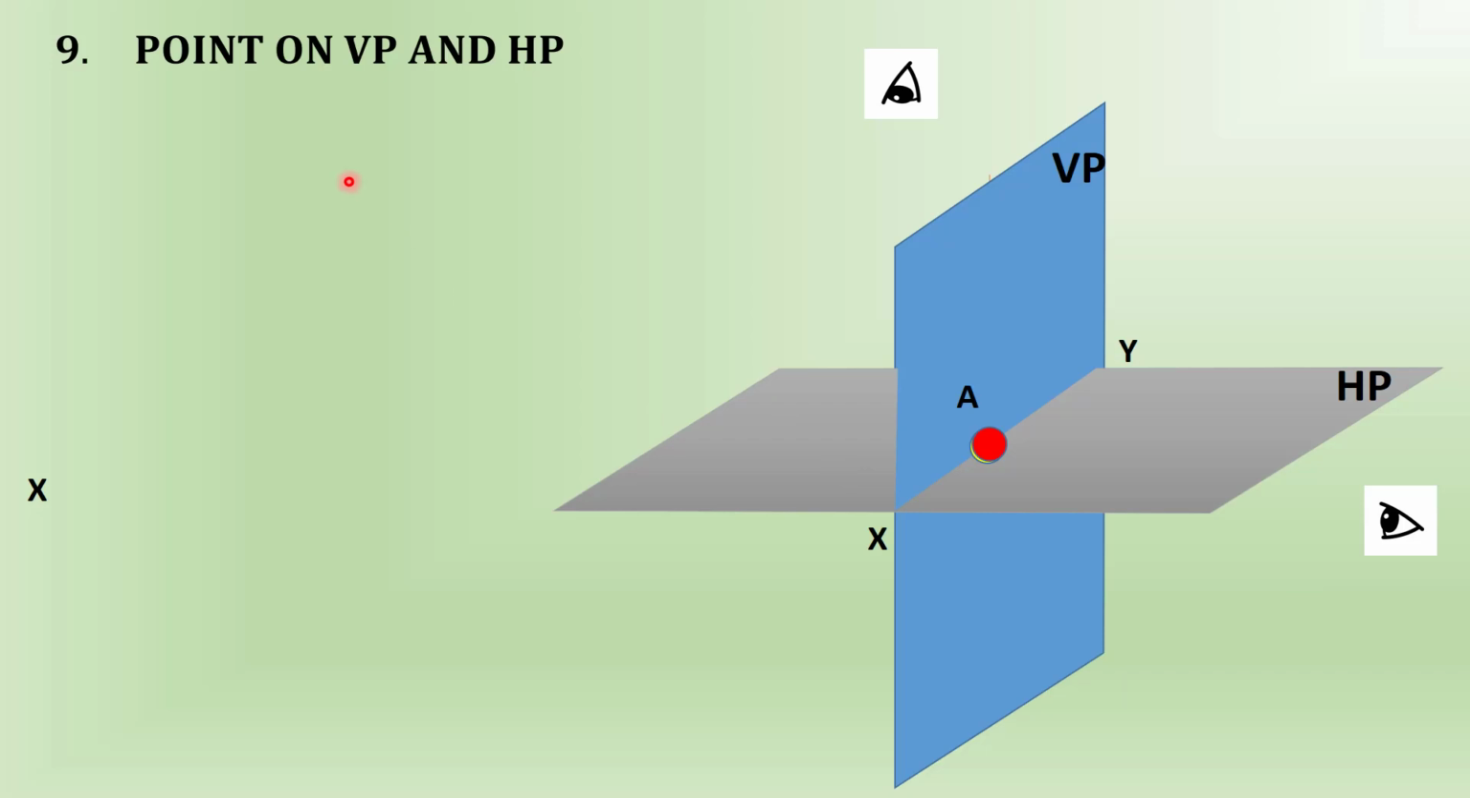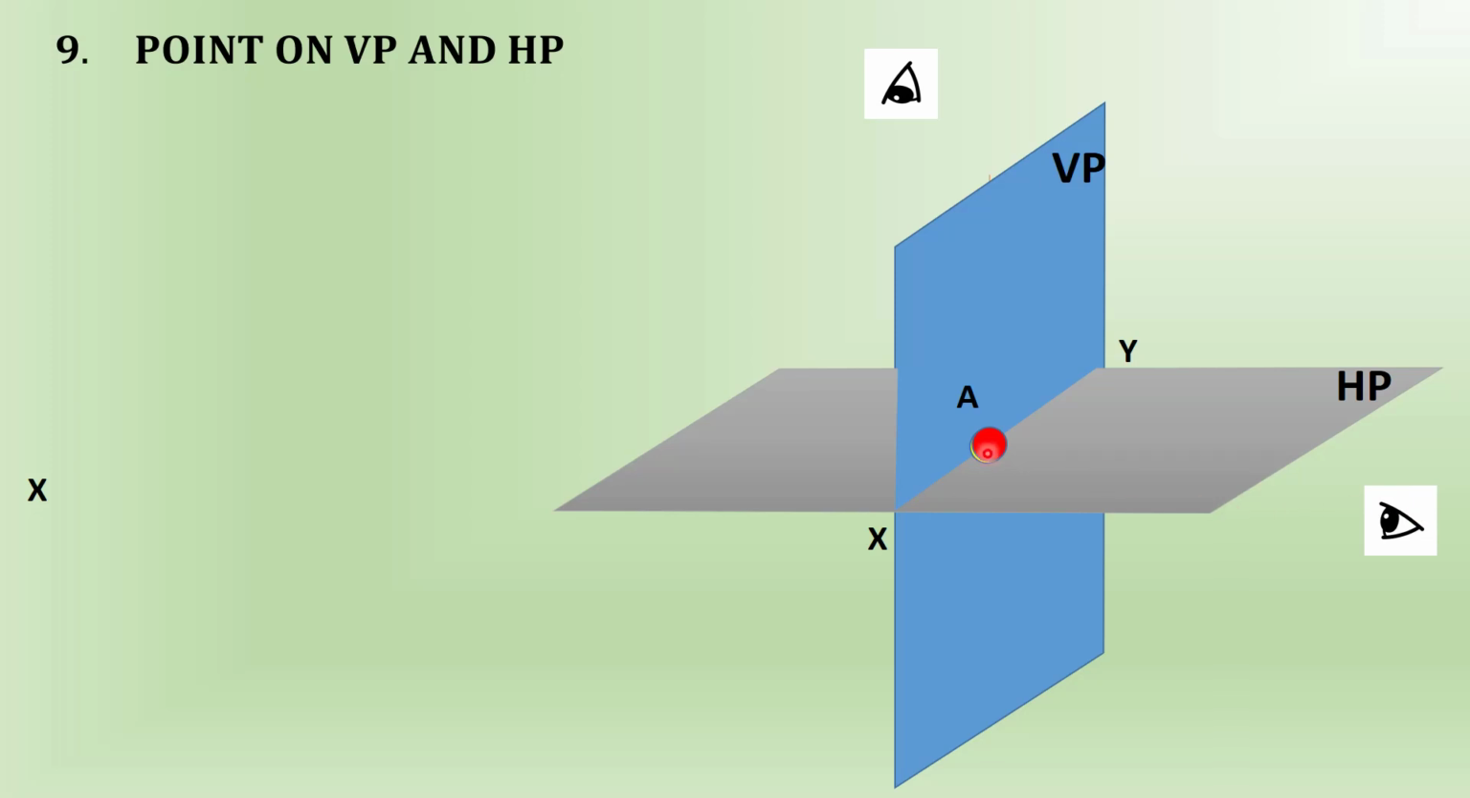Now let us consider the last case where the point is on the vertical plane and the horizontal plane. That is possible only when the point lies on the XY line. So it must lie on the horizontal plane as well as on the vertical plane. This is the only possible solution. The original point will be lying on the reference line.